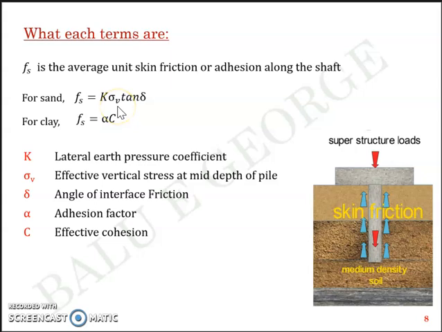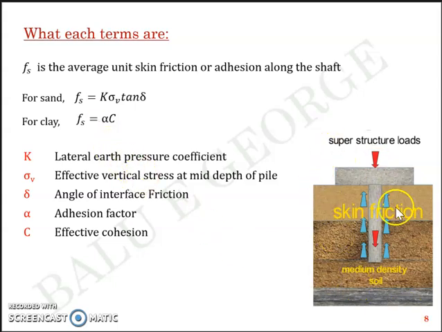Sigma V, in case of sand, is the effective vertical stress at the mid depth of the pile. Delta is the angle of interface friction between the concrete and sand. K, of course, is the lateral earth pressure coefficient.